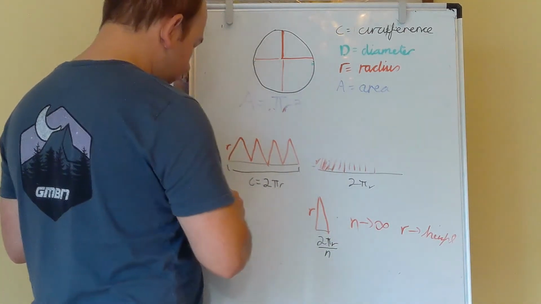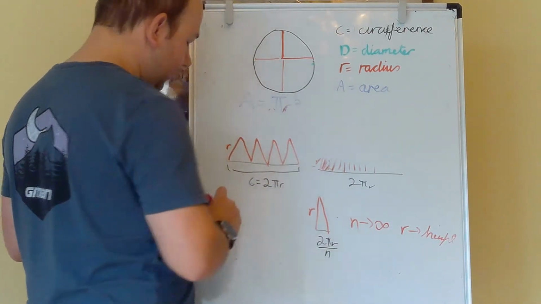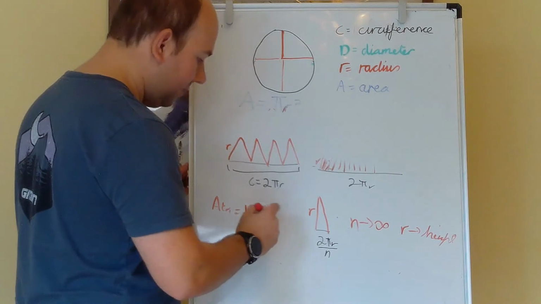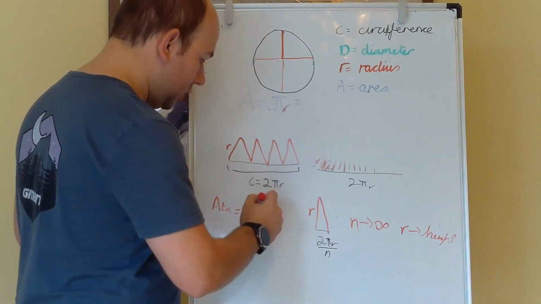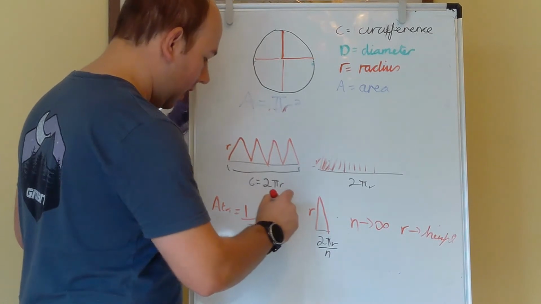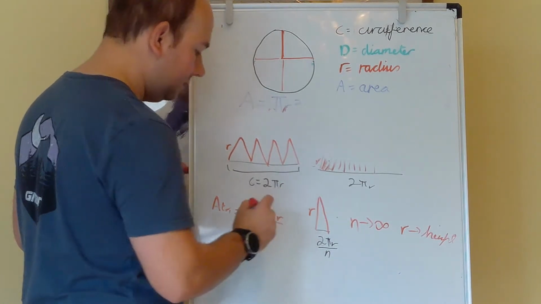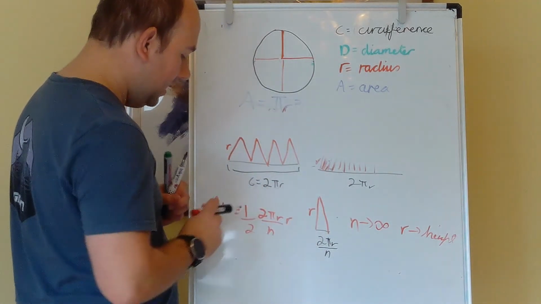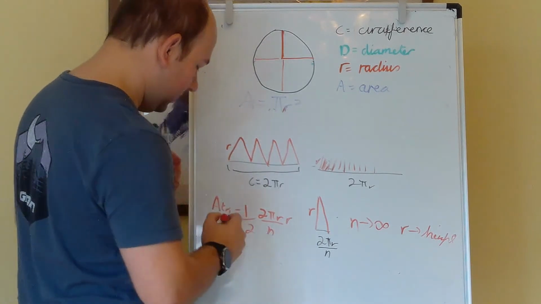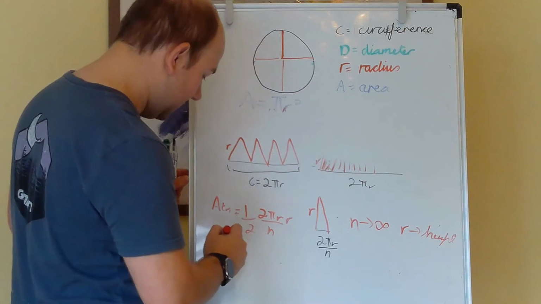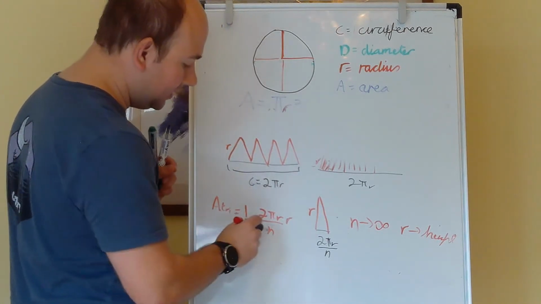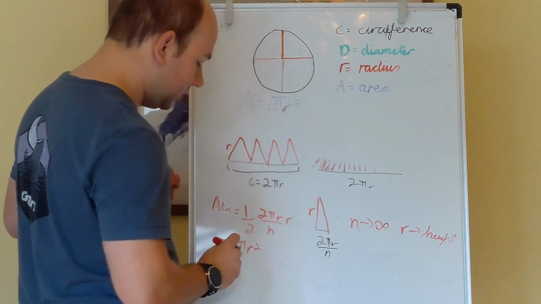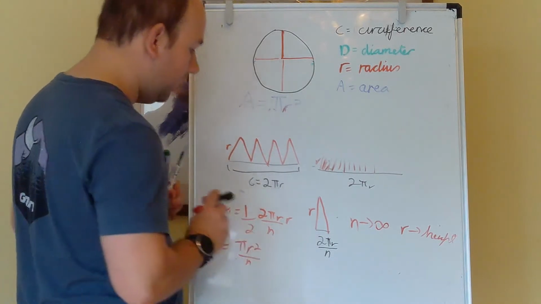So the area of the triangle, let's call it a tri, is equal to half the base, which is 2 pi r all over n, times the height, which is another r. So we can simplify this now, making sure I've got enough room on the board: this 2 and this 2 are going to cancel, giving pi r squared over n.